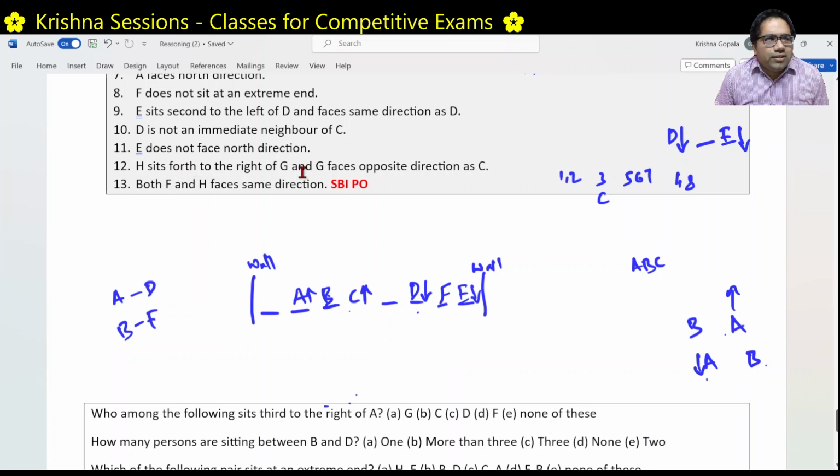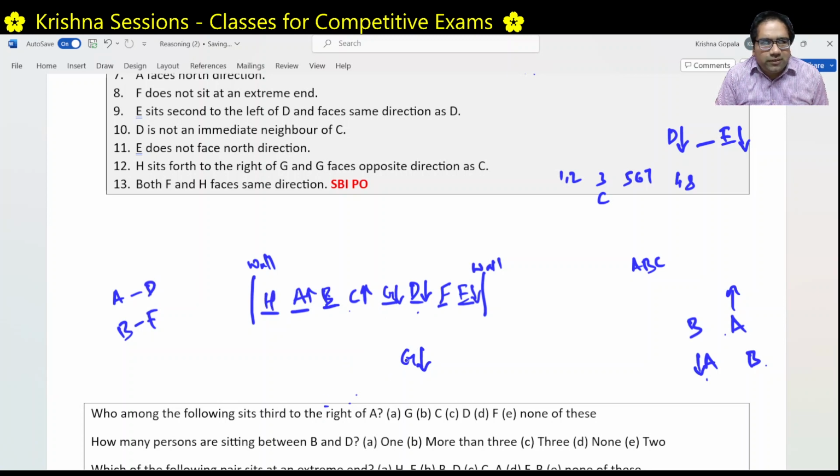H sits fourth to the right of G and G faces opposite direction as C, right? H sits fourth to the right of G, right? And G is facing opposite direction of C. That means G is facing downwards and H is facing right. That means what? If G is facing south, H will come this side, right? H will come this side. So the only slots that are available, this is G and this is H, right?